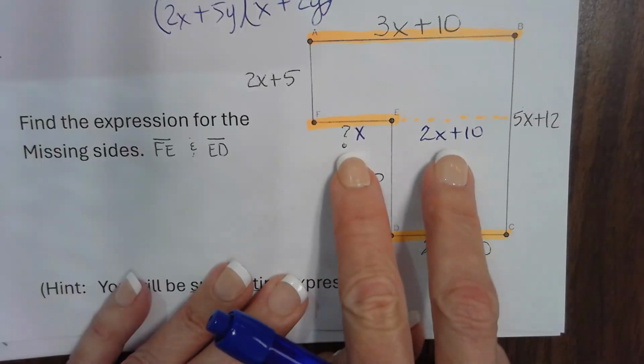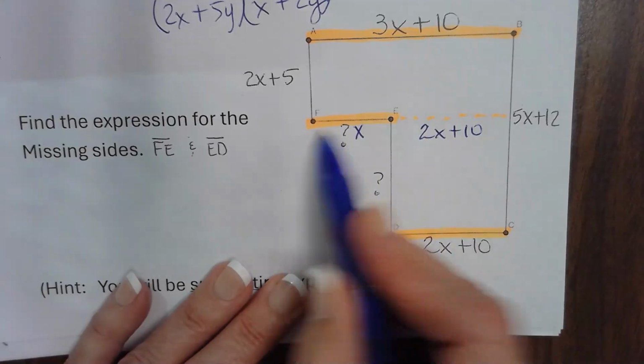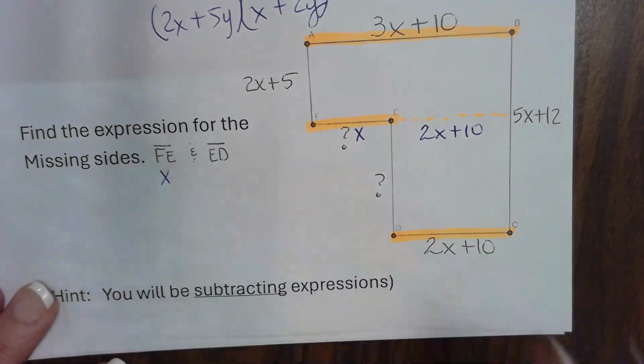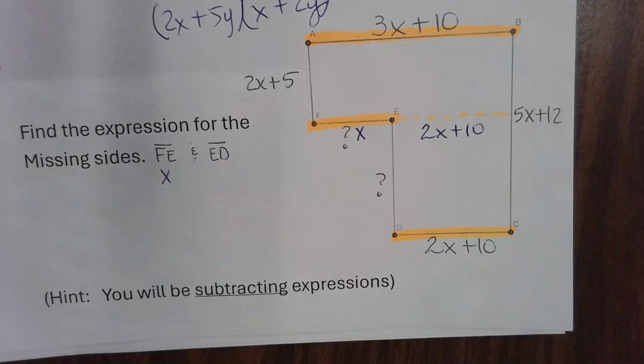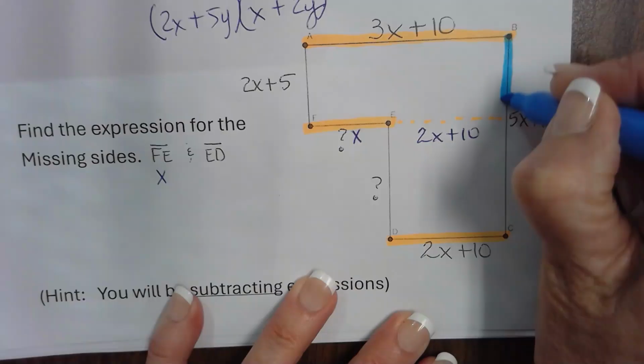So y'all, now if I combine these two together, they equal that one. So FE has an expression of just x. Now, if you wrote x plus 0, that's fine. If you wrote 1x plus 0, that's fine, but it's an x. That's what's missing. Okay?